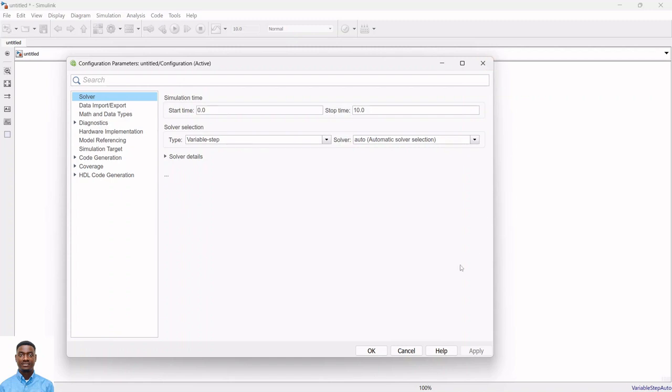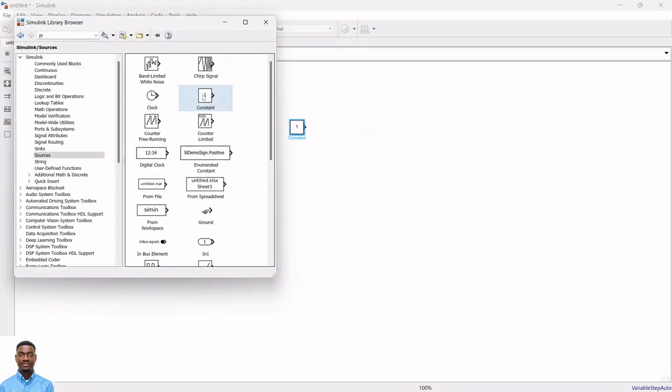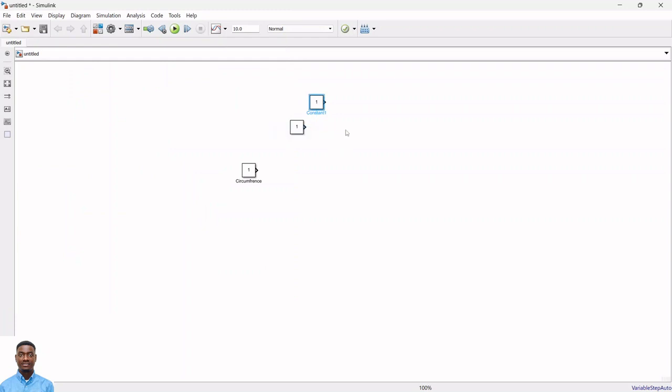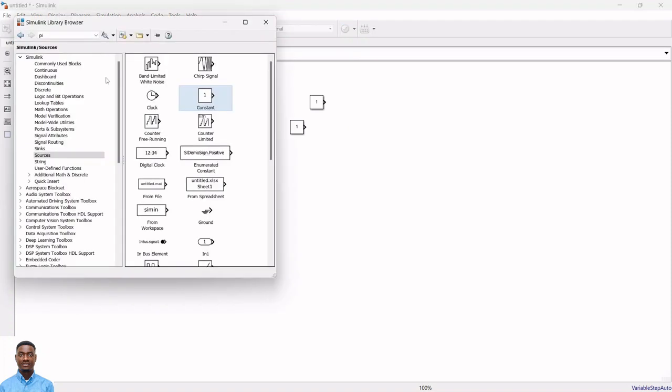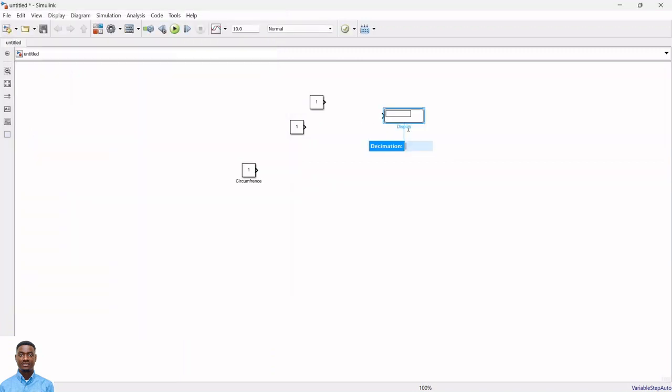I'm not changing the time step just yet. I'll be dividing by 2 over the product of 2 and pi. So let me just have a display block where I will display my output, which will be the radius in this case. Let me call this display block my radius. So what I want to have here is my circumference, my constant, which is the 2.